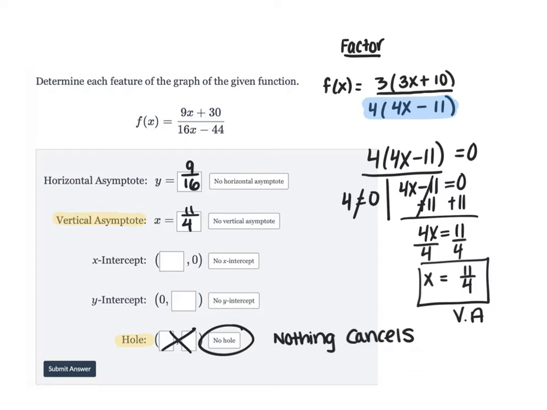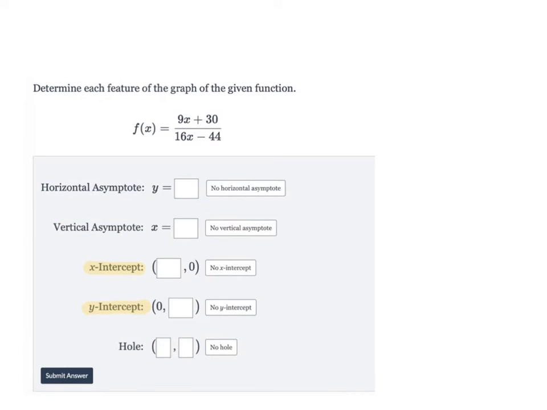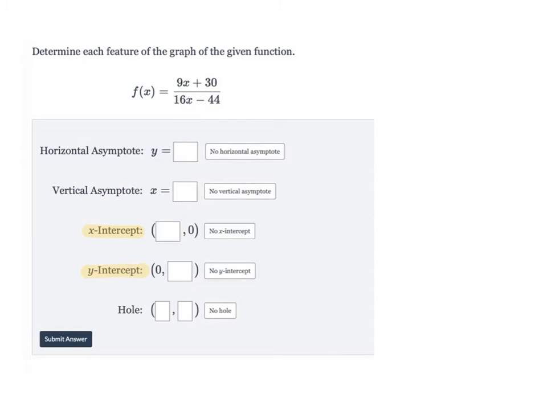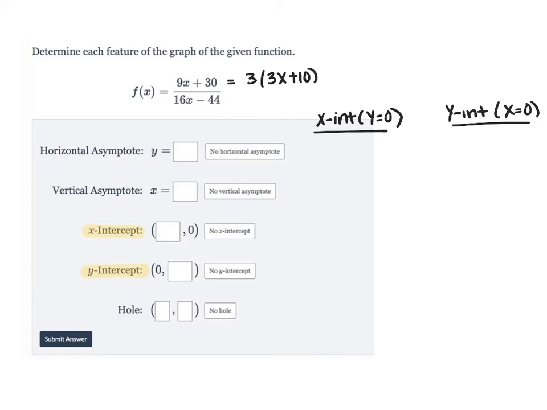All right. Then last but not least are our x and y intercepts. Remember, x-intercepts are found when we set y equal to 0, and a y-intercept is when we set x equal to 0. In x and y intercepts, we always have to use that simplified equation. From the previous slide, we took out a 3, and we have 3x plus 10, and in the bottom, we took out a 4, so we have 4x minus 11. So when we're finding our x and y intercepts, we're going to use this equation.